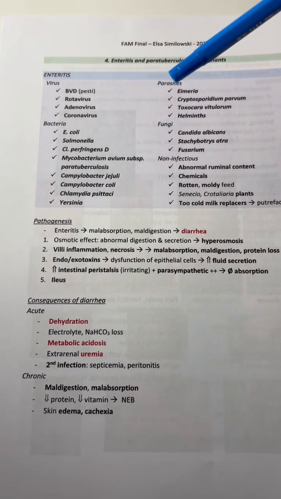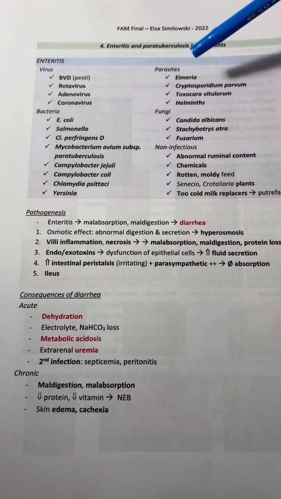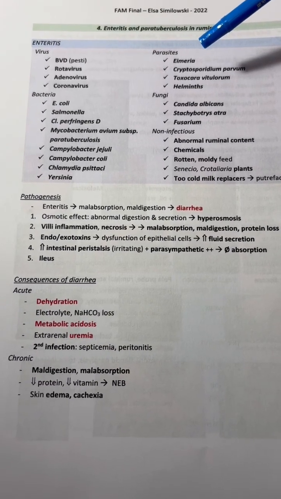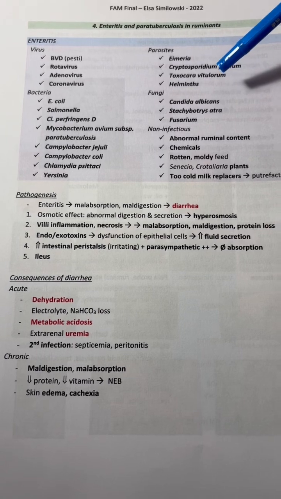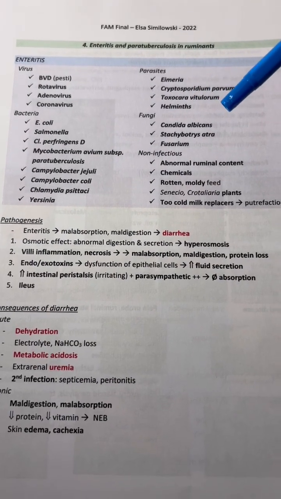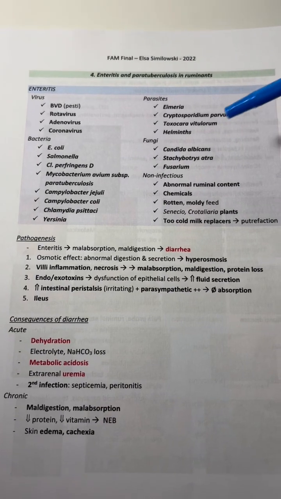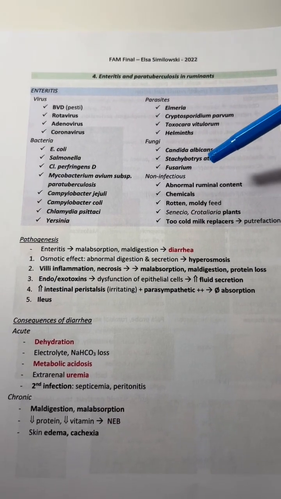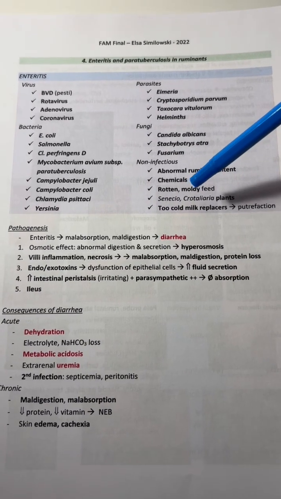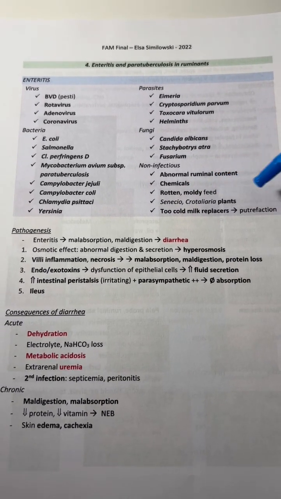The parasites that cause it are Eimeria, Cryptosporidium, Toxocara, and the fungi that cause it are Candida albicans, as well as Stachybotrys and Fusarium. And the non-infectious causes are abnormal ruminal content, chemicals, or rotten or moldy feed, as well as too cold milk replacers which cause putrefaction.